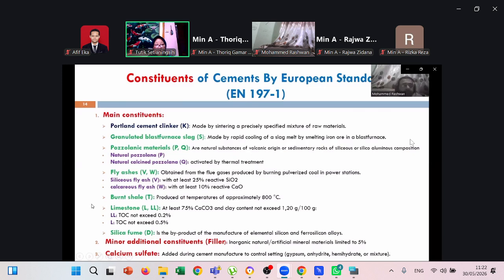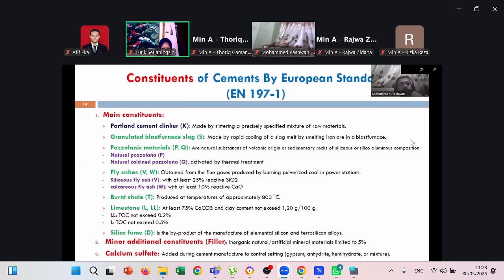Another main constituent is burnt shale, produced at a temperature, as mentioned, of approximately 800 degrees or sometimes 900 degrees according to the type of shale. Limestone must contain at least 75% calcium carbonate as the mineral calcite, and its clay content must not exceed 1.2 grams per 100 grams, and total organic content must not exceed 0.2% for LL limestone and 0.5% for L limestone.